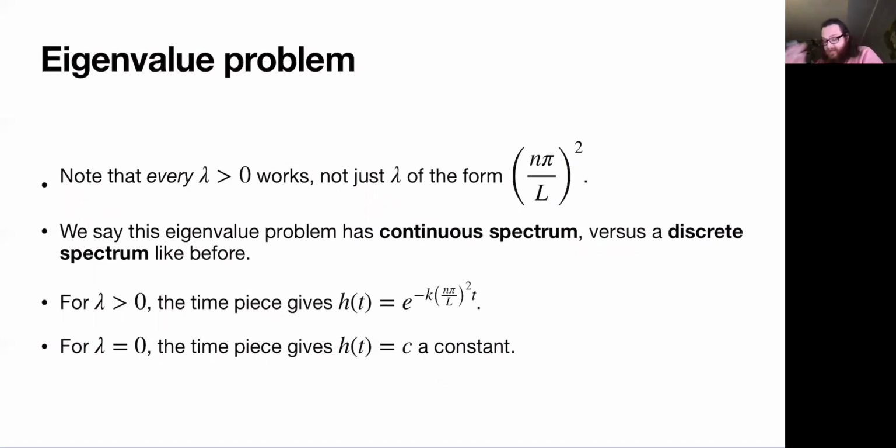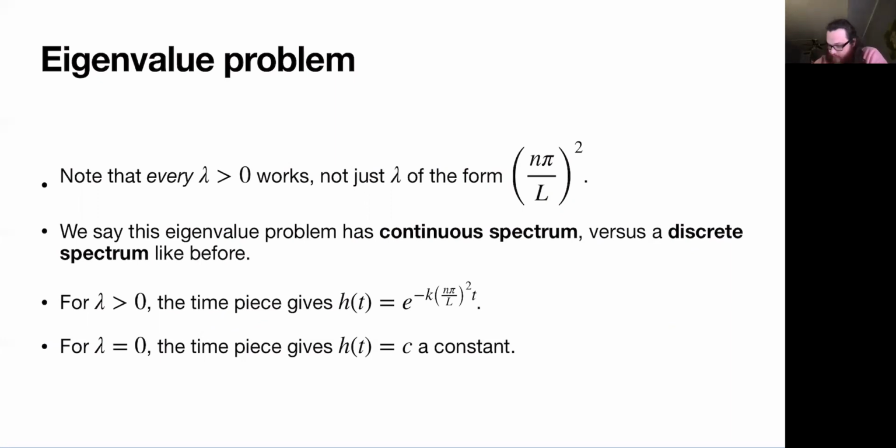Because of that, we say that this eigenvalue problem has a continuous spectrum. The possibilities for plugging in whatever for lambda form a continuum, versus before when we could parameterize them by integers n. Before we were working with the discrete spectrum; now we're working with the continuous spectrum because every lambda works. So we figured out what possibilities there are for lambda: every possible positive lambda works, as does lambda equals 0.